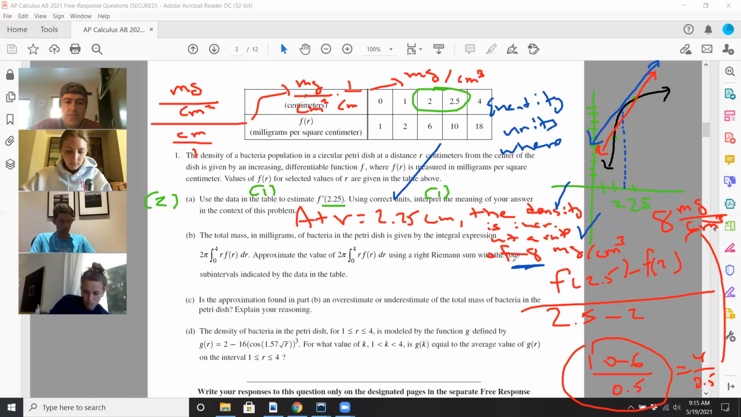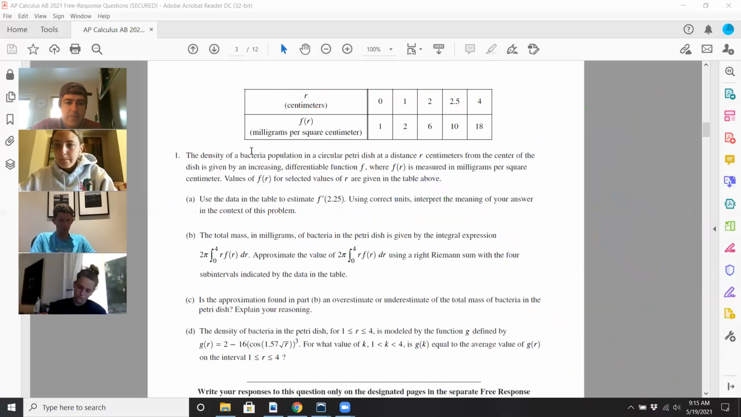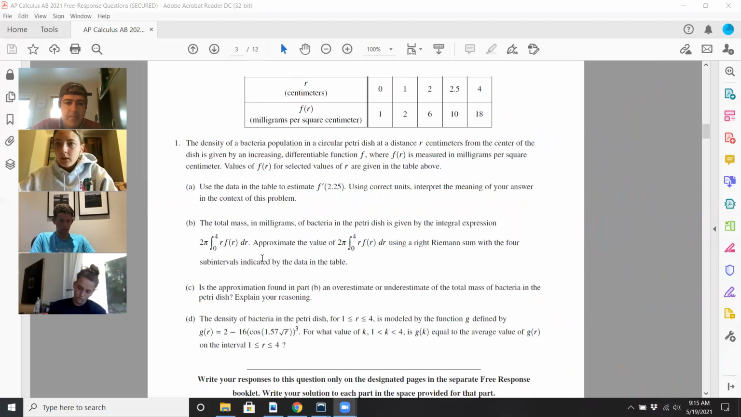Okay. Now I got you guys warmed up a little bit and you understand what's going on with the problem. I'm gonna give you a little bit of push for B and C and let you guys try it. And then we'll do D together. For B, the total mass is given by the integral expression, fine. R times f of r dr from 0 to 4, which kind of makes sense because you start with 0 and end with 4. And 2 pi, wherever they got that, don't worry about it.